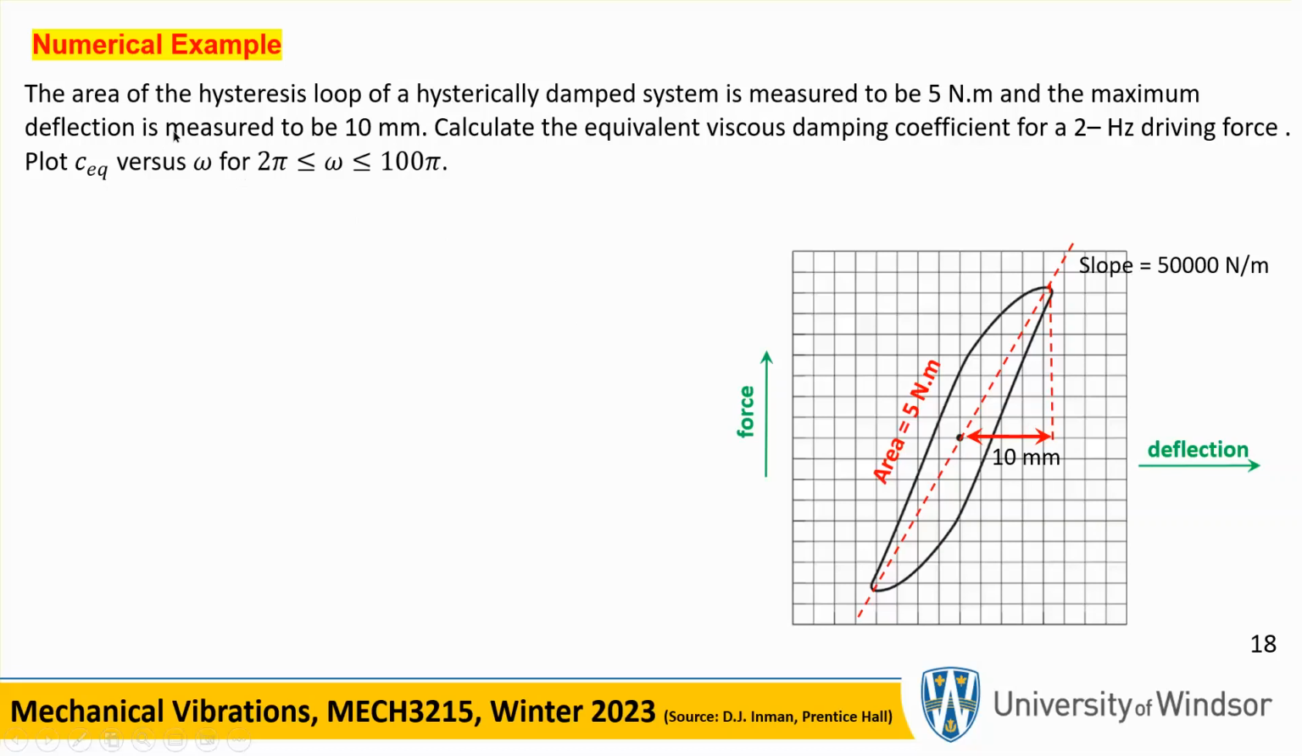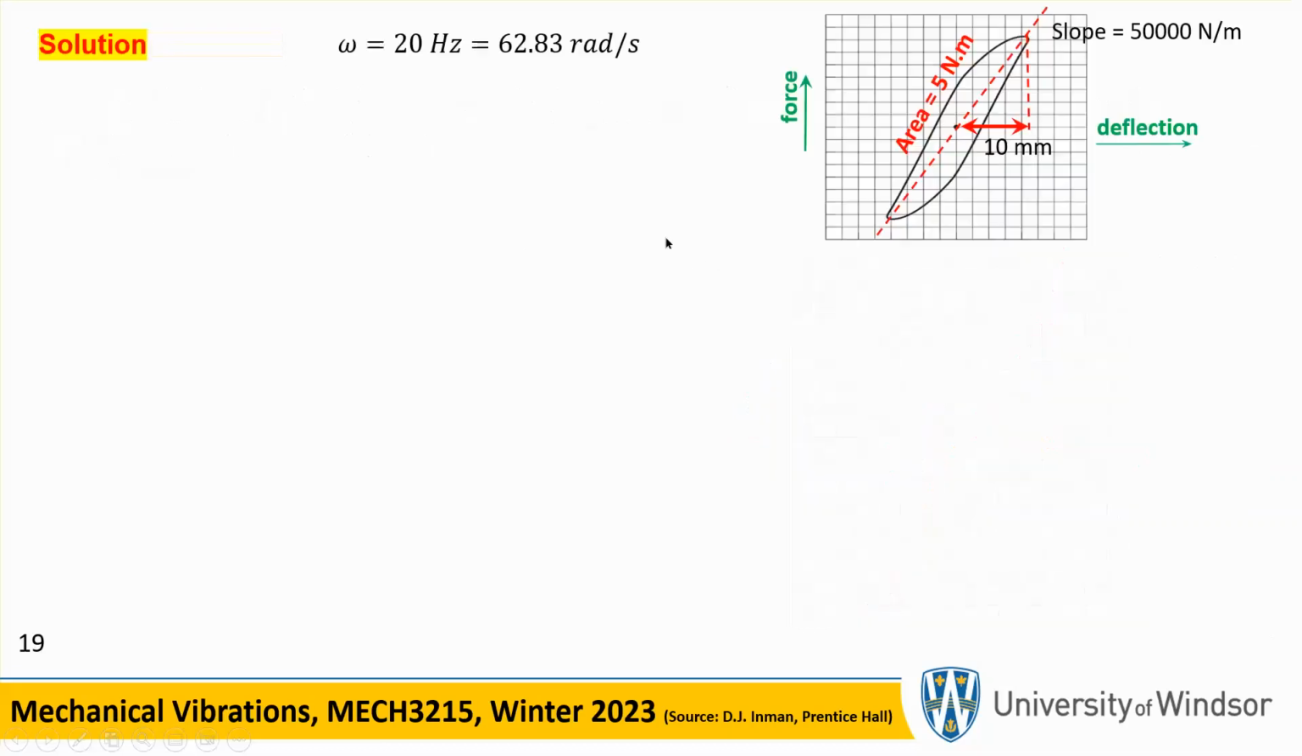So what we want to do is calculate the equivalent viscous damping coefficient for a 2 Hertz driving force. Okay, it's interesting, we'll see how it comes out. And then it says plot that equivalent for any driving frequency in this range. Okay, so it's written here for you. Omega is given to you: 62.83.